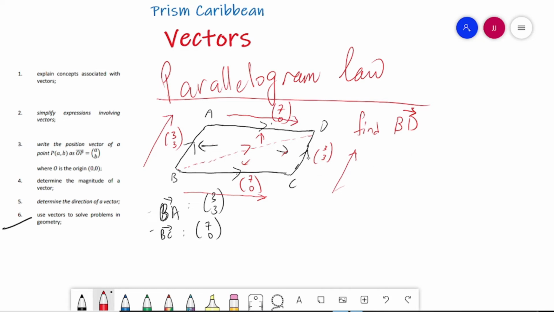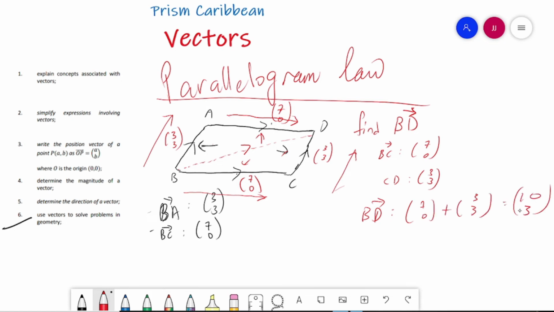Let's go the first path I told you all about, using B to C and C to D. So B to C, right, will be 7, 0, right? And then we have C to D, which is 3, 3. So BD will be 7, 0 plus 3, 3, which is 10, 3. And that's it. Now let's see if we went the other method, if we will get the correct answer.